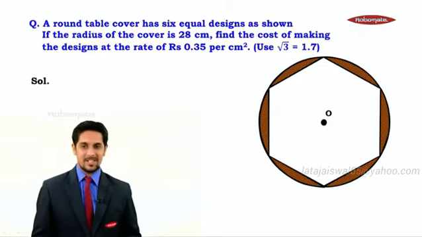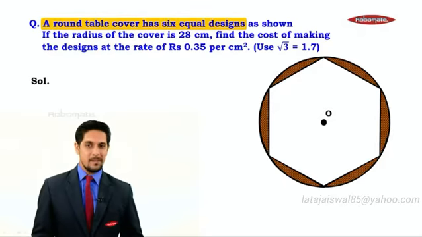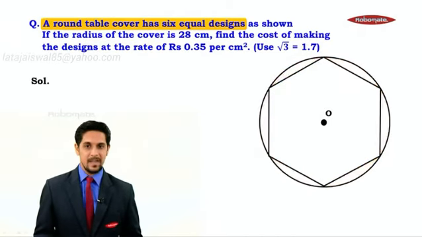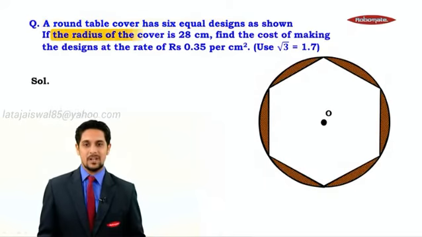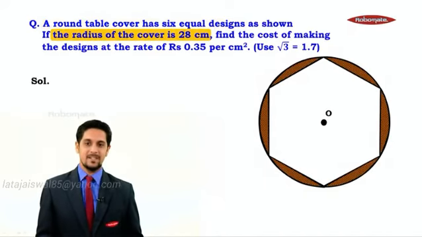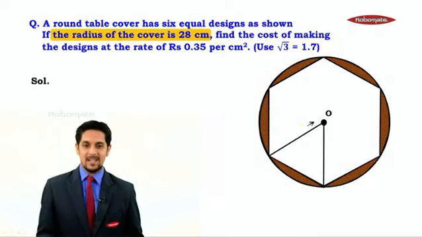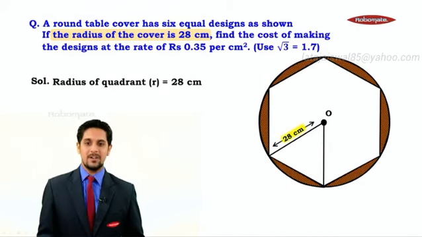Let us understand the question with the help of the figure. The table cover is circular in shape and it has 6 equal designs. And the radius of the cover is 28 centimeters. So we can write the radius of the quadrant is equal to 28 centimeters.